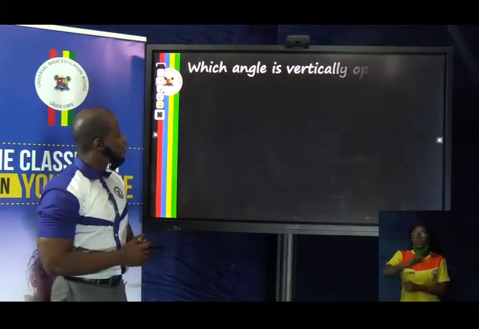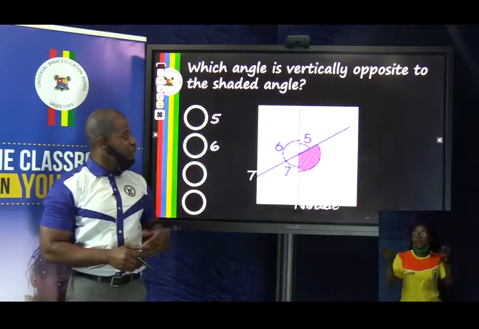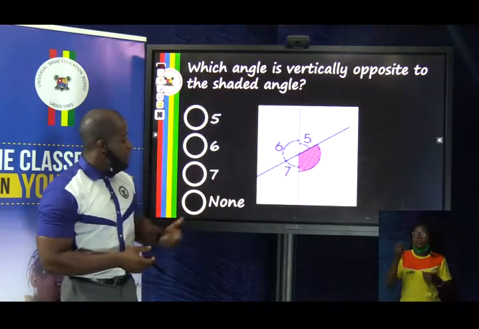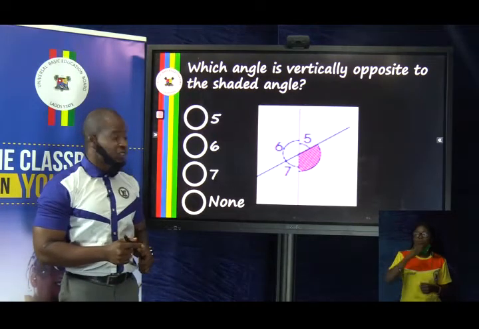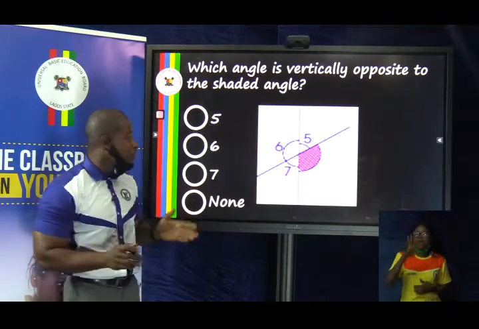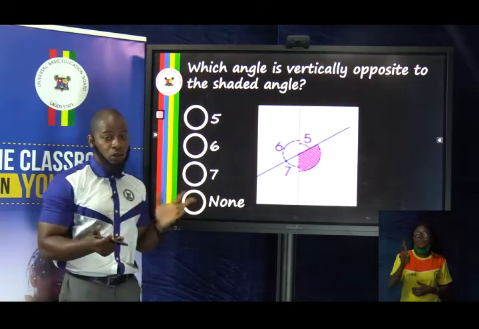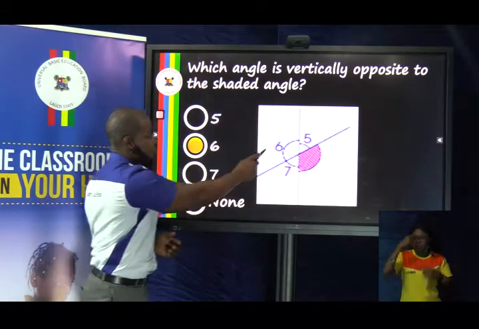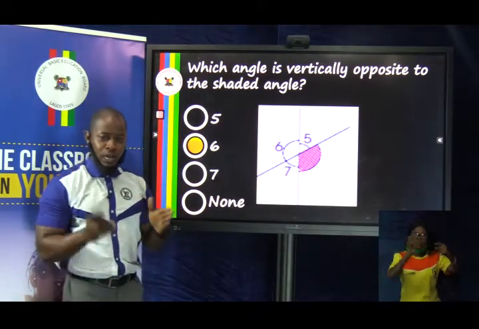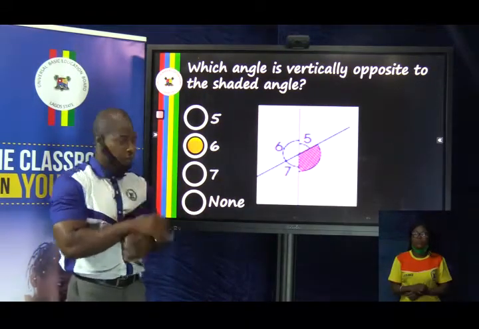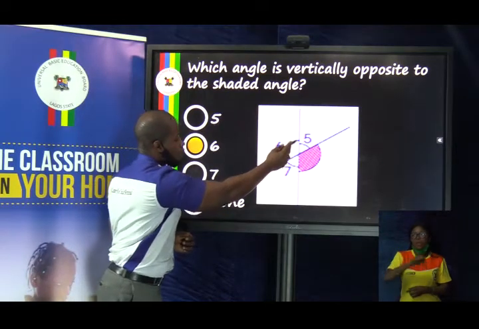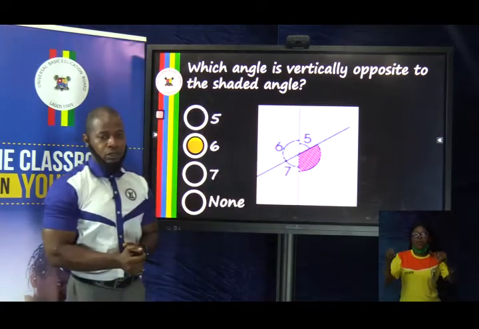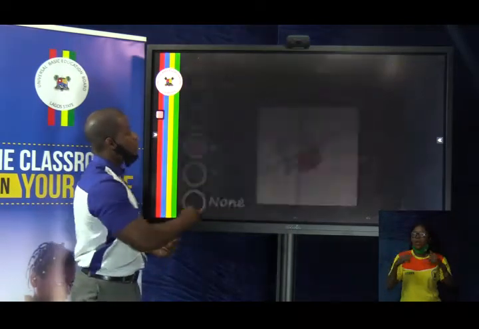Let's move on. Which angle is vertically opposite to the shaded angle? This should be easy for you. You've selected your answer by now. The options are 5, 6, 7, or none of them. Well, the correct answer is 6, because vertically opposite angles are recognized with the X. Remember? Then the angle that is facing the shaded angle at the junction is 6. So 6 is vertically opposite to the shaded angle.